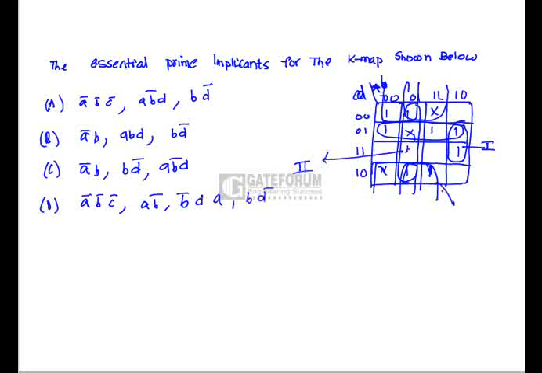Those are indicated by 1, 2, 3. So if we write the expression for the prime implicant shown in 1, that is A B bar D. For the second prime implicant, A bar B. For the third prime implicant, which is D bar again B. So it is A B bar D and B D bar, A bar B. Hence option C is correct.